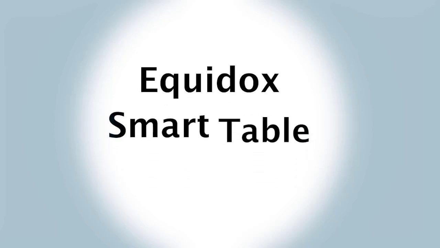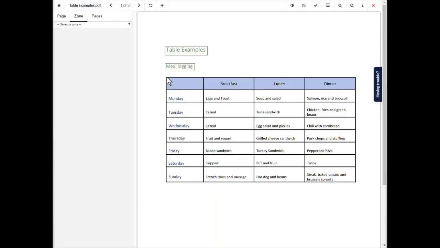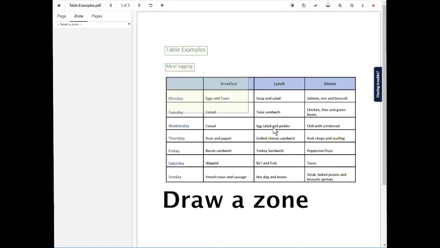This is a demonstration of the artificial intelligence powered smart table detector for Equidox PDF remediation software. Tables can be quickly tagged in Equidox in a fraction of the time required by other software.